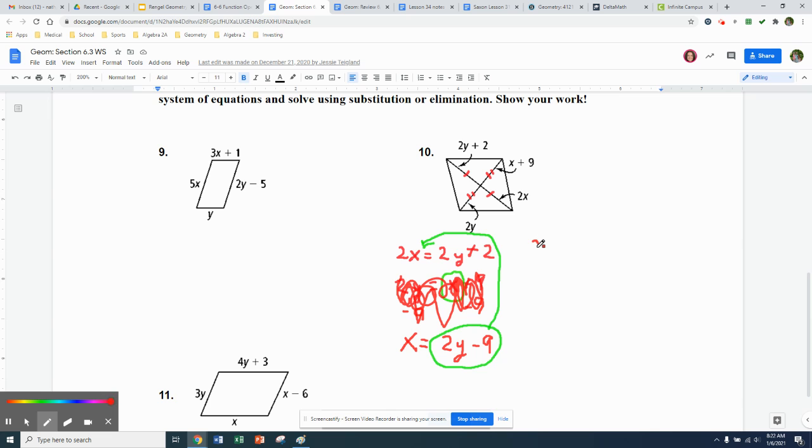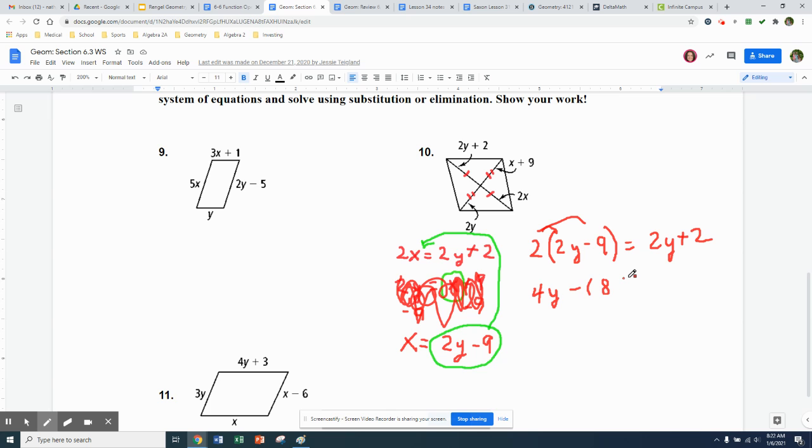So here's what it would look like with all of my y's. Now I have a 2. The x comes out. I'm replacing it with 2y minus 9, and since it's a binomial, there's two terms in it, I've got to group it together to include it all in one group, is equal to 2y plus 2. Use the distributive property. I'll get 4y minus 18 equals 2y plus 2.